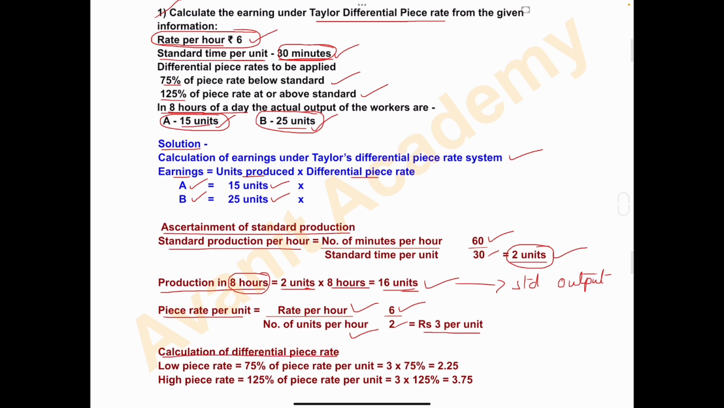Calculation of differential piece rate. Low piece rate and high piece rate. Low piece rate is 75%.